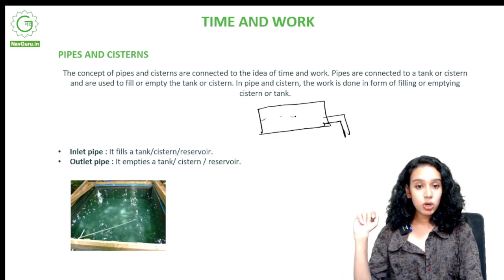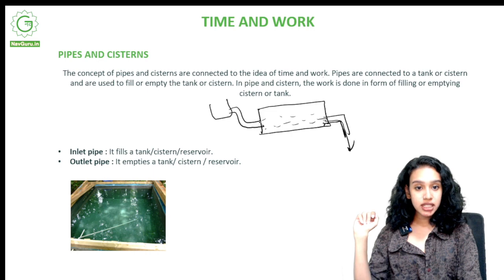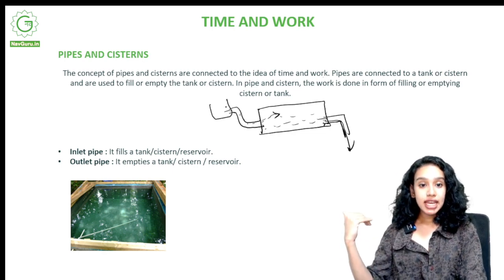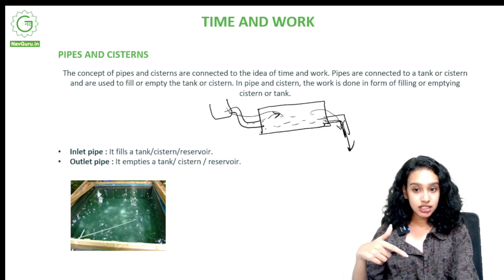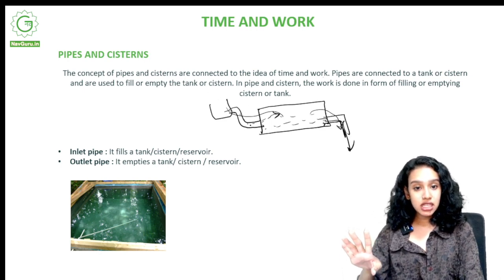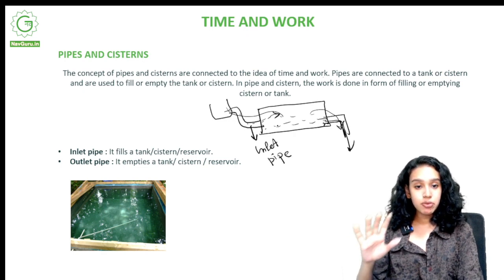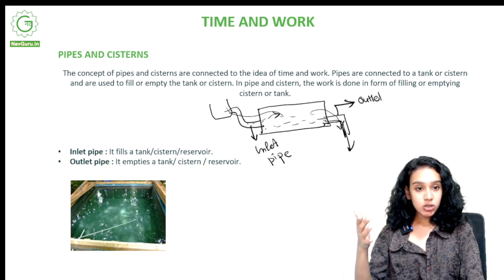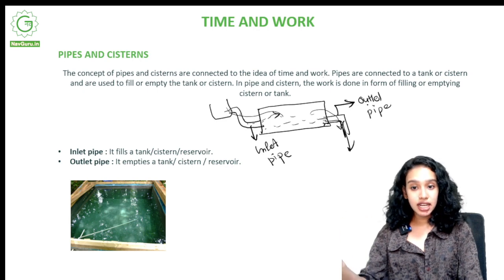Either we have water in the tank, and the water is flowing out through this pipe, or otherwise we have a storage tank and a pipe connecting to it, and the water is flowing into this tank, right? This is the concept of pipes and cisterns, and the work done is in the form of either filling the tank or emptying the tank, right? We have two types of pipes. This kind of pipe is called the inlet pipe. The inlet pipe fills the tank, and this kind of pipe is called the outlet pipe. The outlet pipe empties the tank, okay?